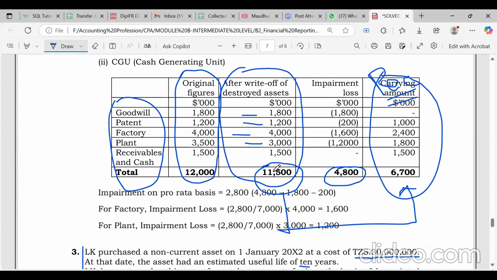So we just restated the carrying amount. So we know the carrying amount after an explosion, but just before testing the impairment. Okay, so we have this.